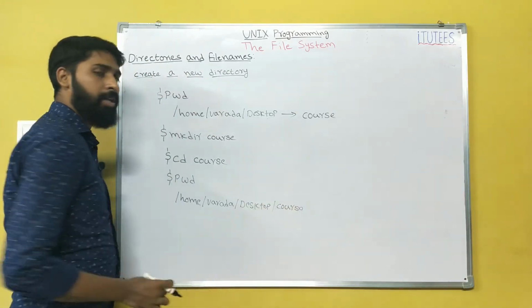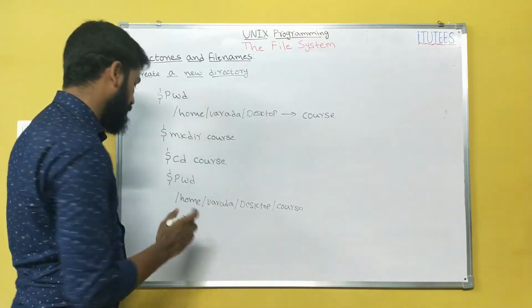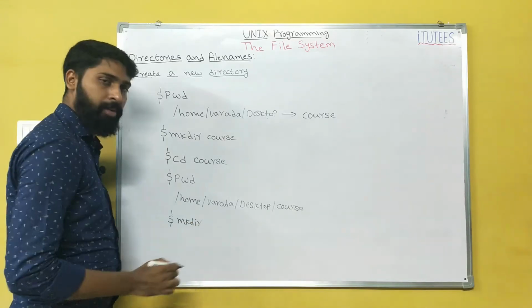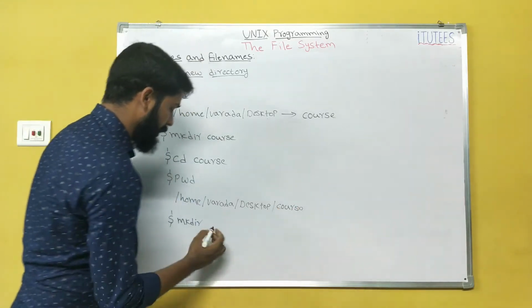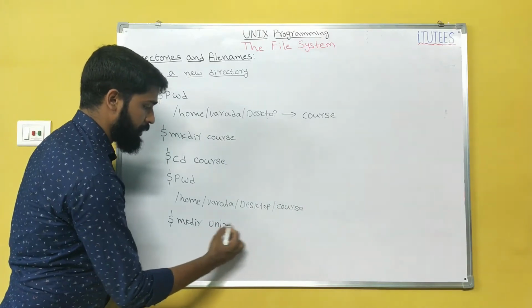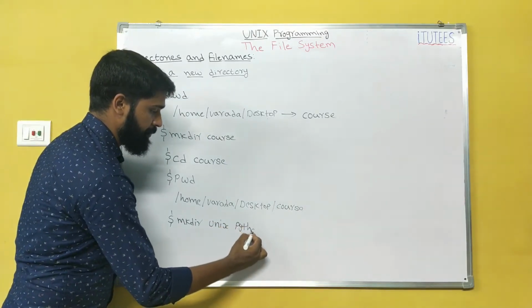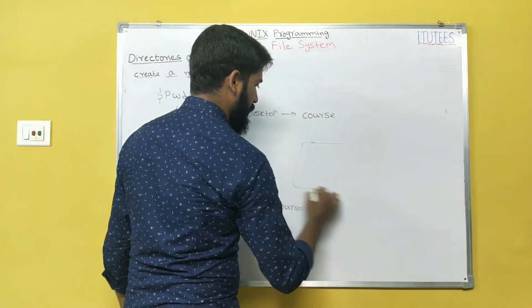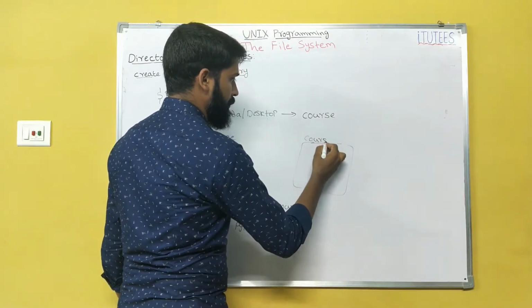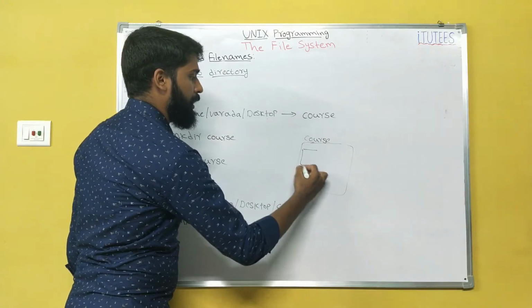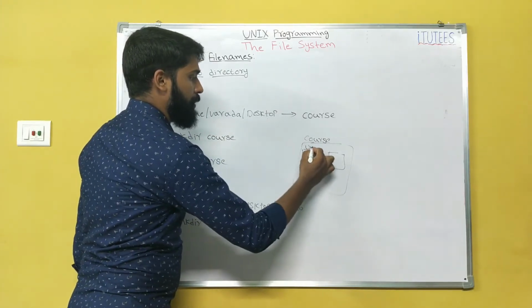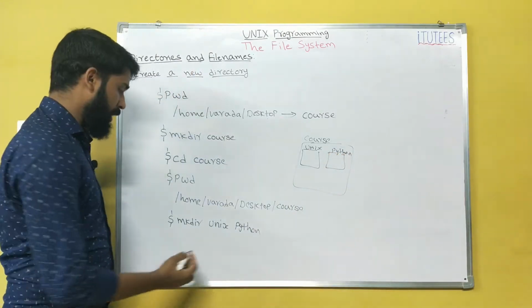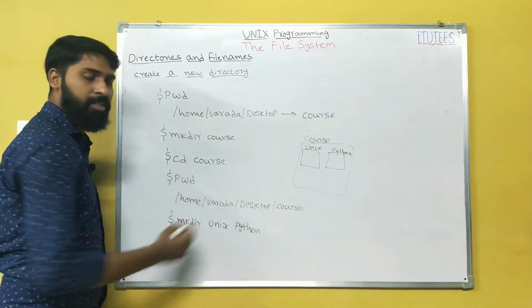In this course directory I want to create two new directories. How? Make directory. For example, the course names are Unix and Python. mkdir Unix Python. What does it mean? I have a folder course, and in this directory I am going to create another folder named Unix and another folder named Python, by using mkdir Unix Python.